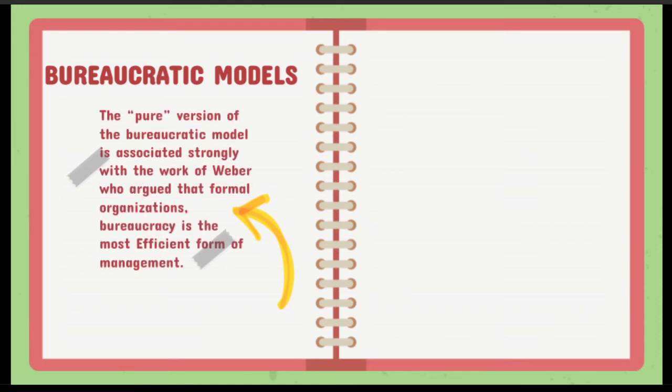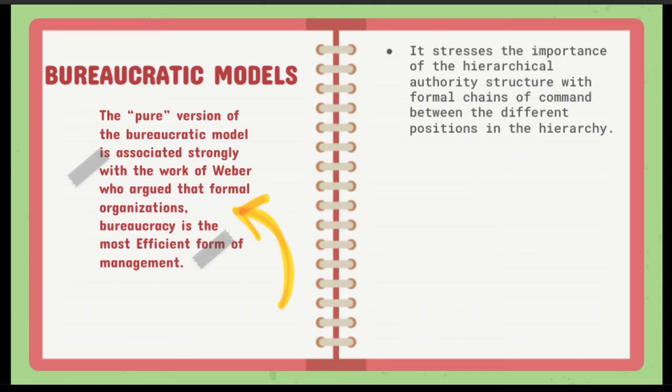We also have the bureaucratic models. The pure version of the bureaucratic model is associated strongly with the work of Weber, who argued that for formal organizations, bureaucracy is the most efficient form of management. So it also stressed the importance of a hierarchical authority structure with a formal chain of command between the different positions in the hierarchy level.